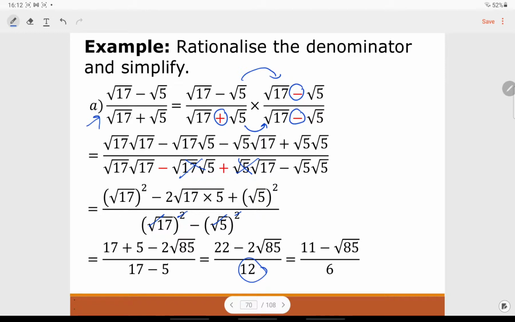Previously, the denominator contains third, but after we rationalize the denominator, the final answer contains natural numbers or real numbers as the denominator. Okay, there is no more third as the denominator. So this is what we call rationalize the denominator. Previously we have third in the denominator, and now there is no more third. So this is the simplest form. So this one should be the answer.